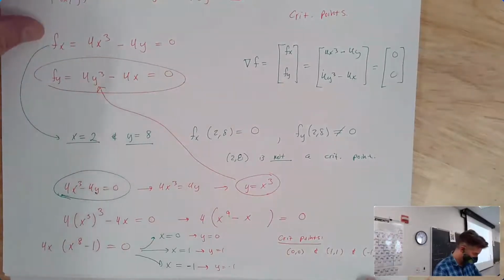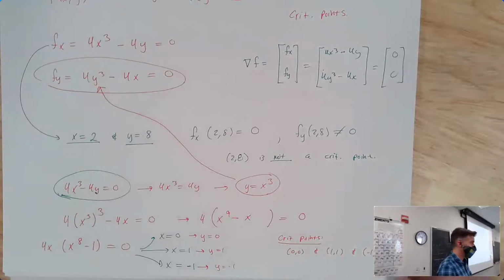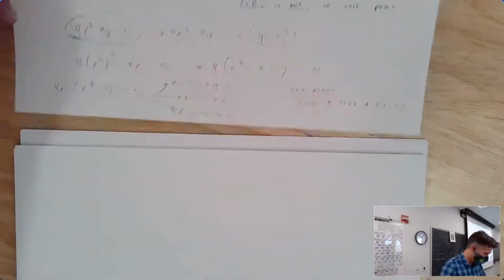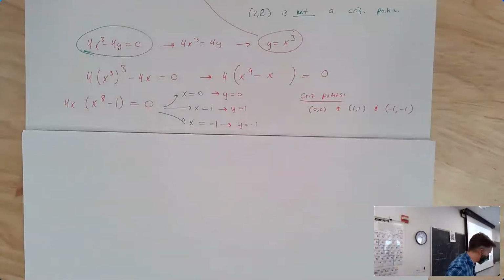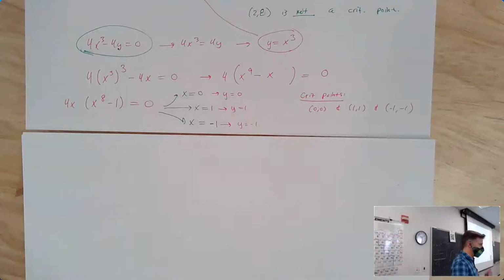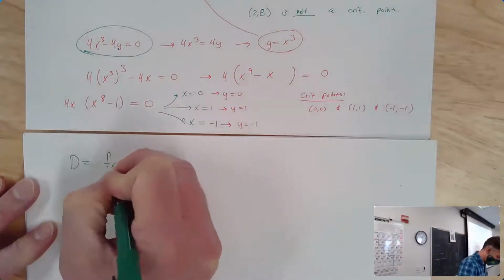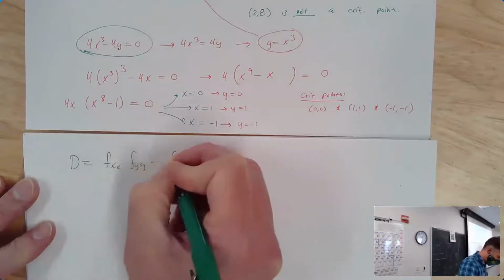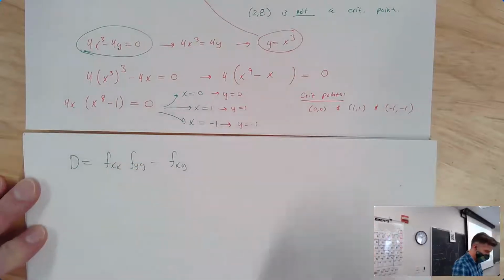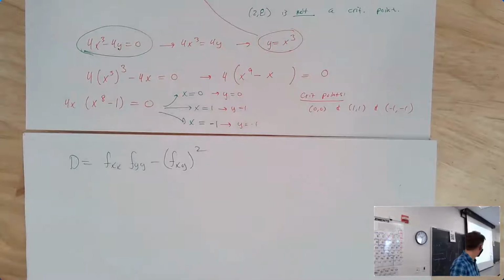Okay. So then we're going to try and classify them by finding capital D. You can just call it capital D. I will probably say every time it is the determinant of the Hessian matrix, whatever. It's capital D. It's fxx, fyy minus either mixed partial, doesn't matter, fxy squared.